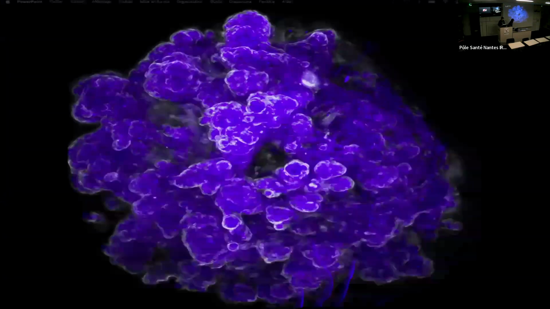Going to talk about multiscale and multidimensional imaging of the mammary gland, and that reveals the key role of the primary cilium in mammalian stem cell biology.